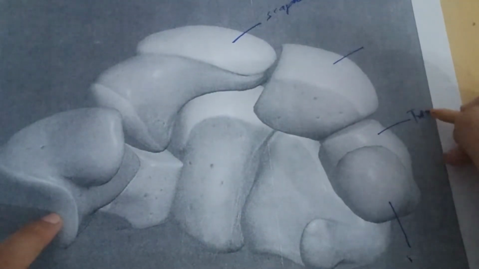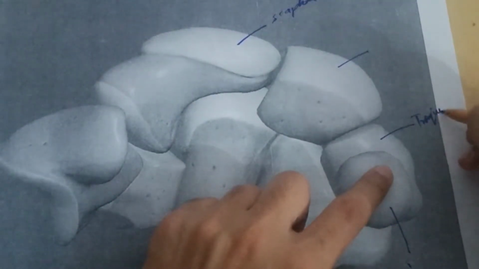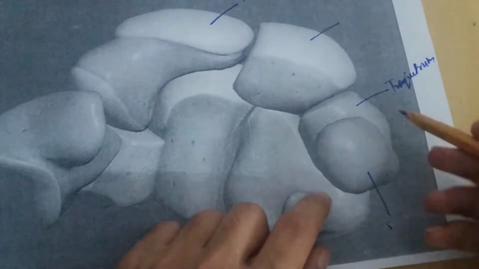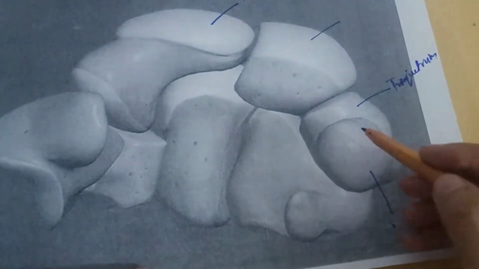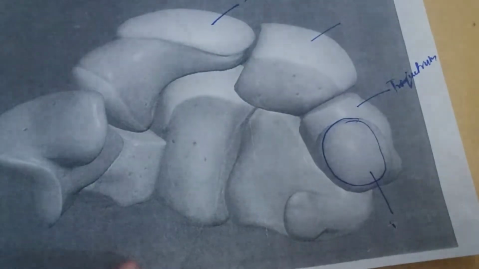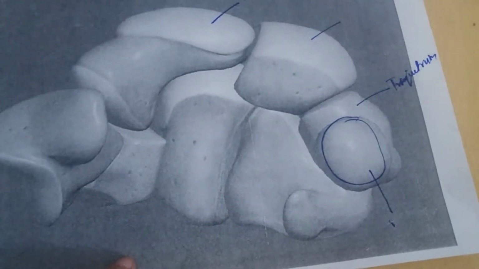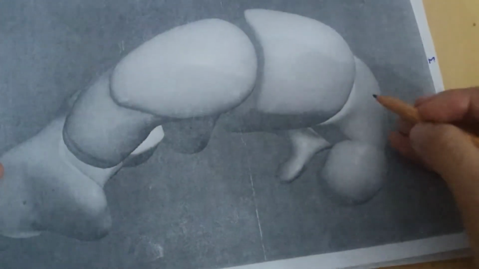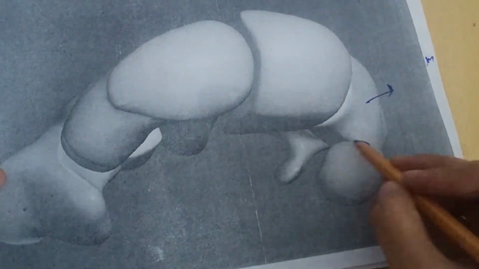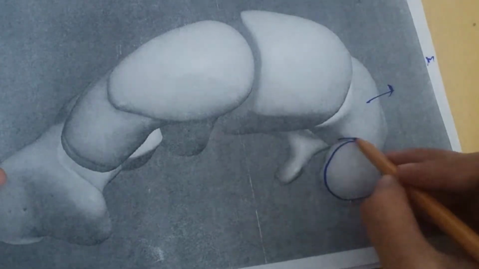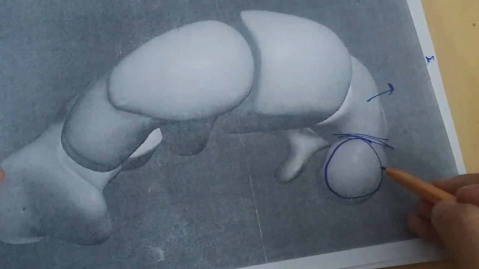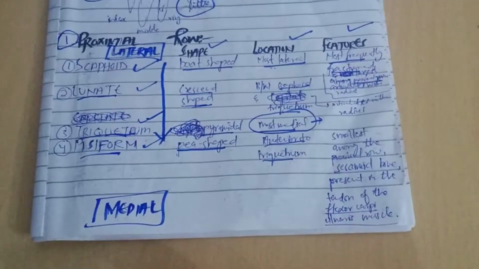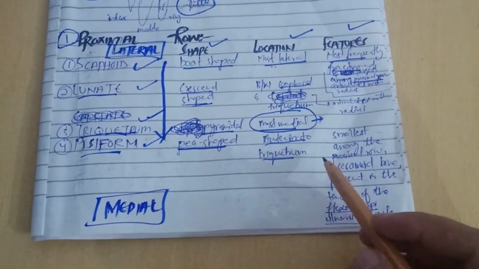triquetrum, and the pisiform is present anterior to it. This is the pisiform bone which is present anterior to it. I will show you through another angle. This is the triquetrum bone, and this is the pisiform bone. There is a space between them, and it is present anterior to the triquetrum bone. So I hope the point is clear to you.